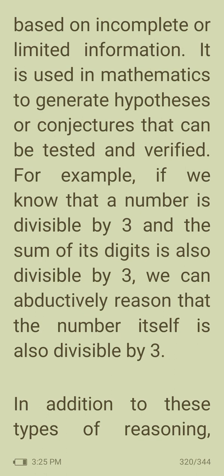So if a number is divisible by 3 and the sum of its digits is also divisible by 3, then we will be reasoning that the number itself is also divisible by 3.